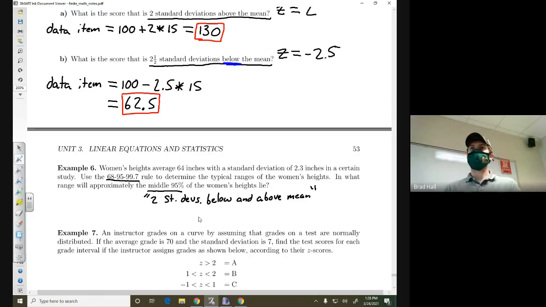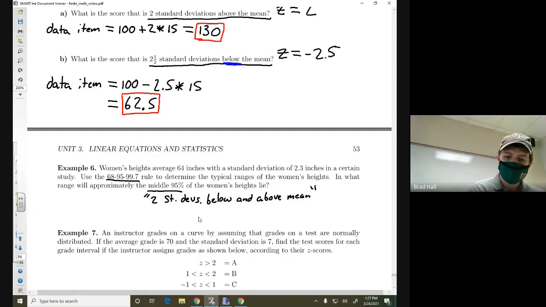So we need to figure out two standard deviations below the mean, two standard deviations above the mean. And that will give us an interval of the middle 95%. And you have to know that 68 corresponds to one standard deviation, 95 corresponds to two standard deviations, and 99.7 refers to 3. So you have to know that. So let's start off with 2 below the mean.